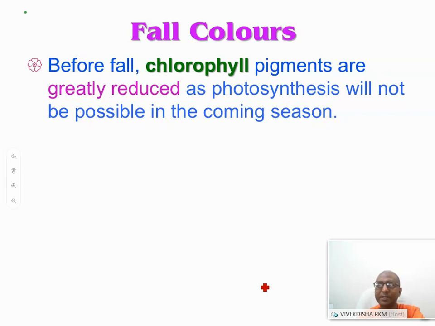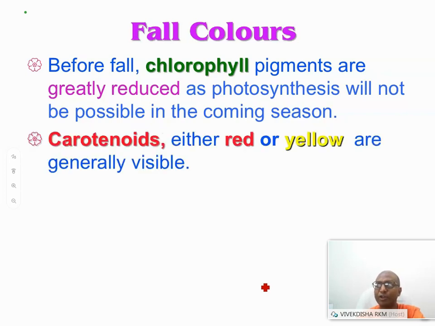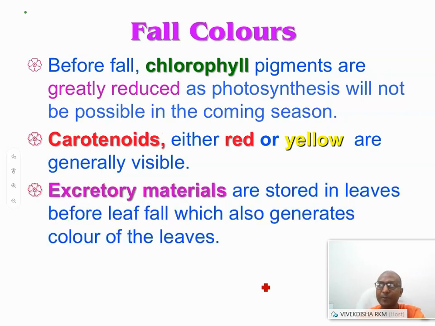And secondly, pigments like carotenoids, which are red or yellow, are generally visible because of the absence of chlorophylls. And excretory materials are also deposited in the leaves, and the leaves get detached, because this is the way to remove the excretory products from the plants.